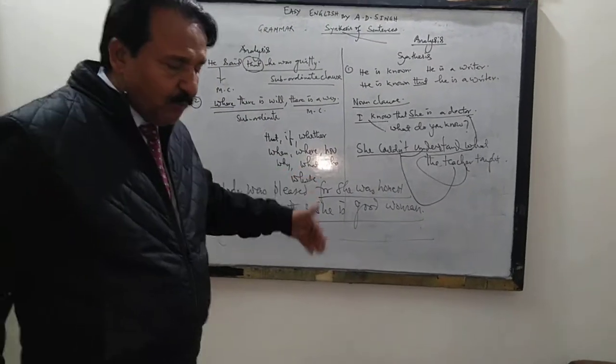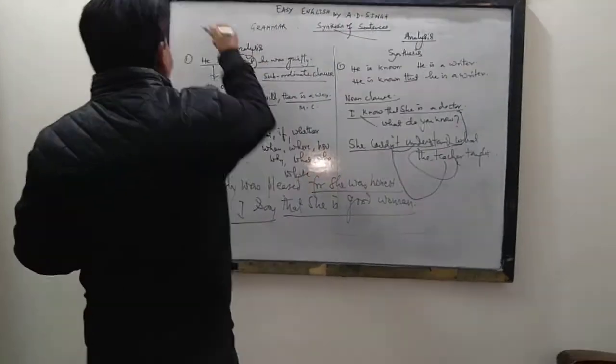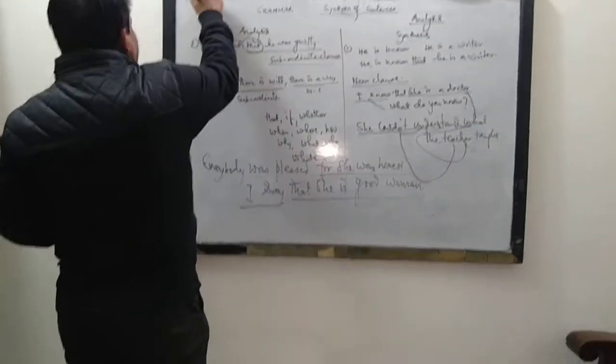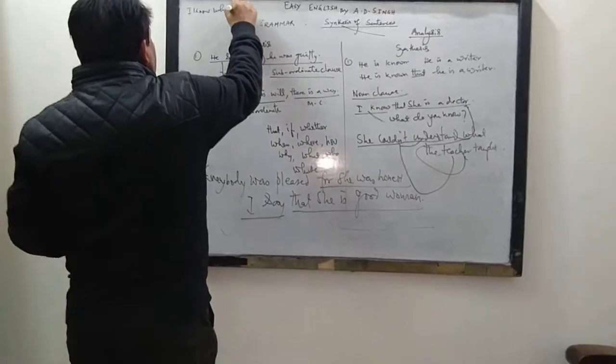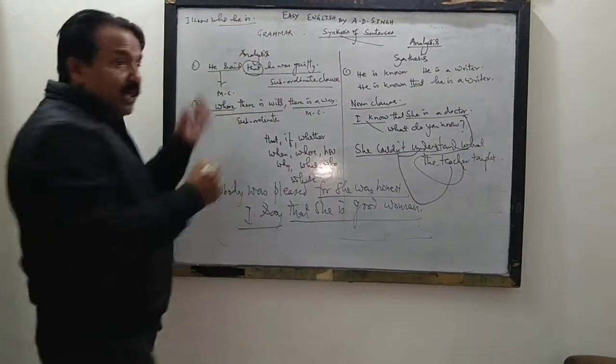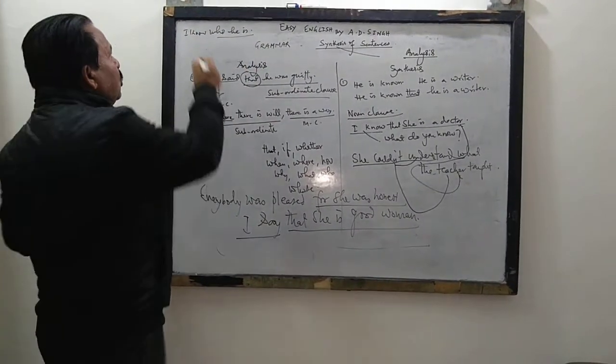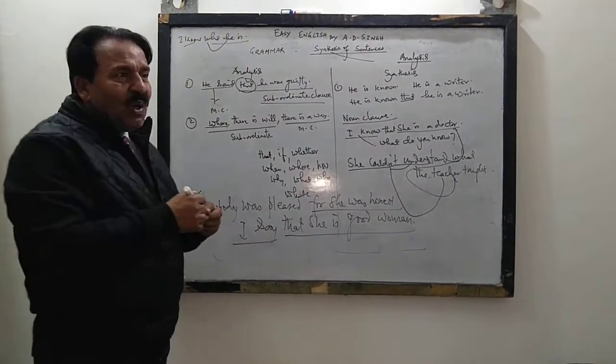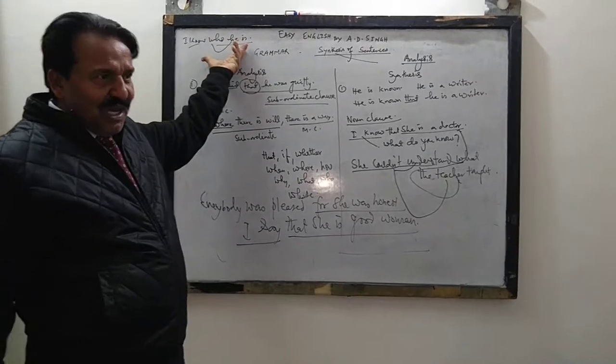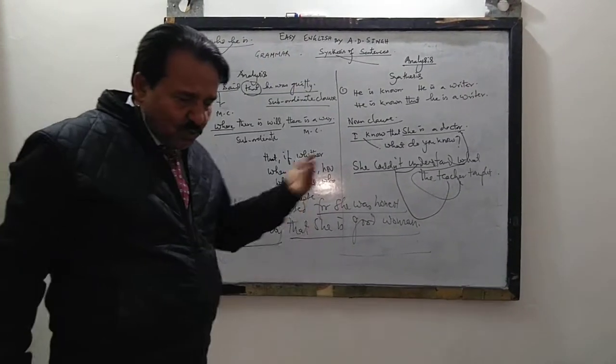Similarly, let us take the example of who also. I know who he is. I know who he is. So what do you know? Who he is. That is the noun clause. I know who he is. Like that, two more examples.